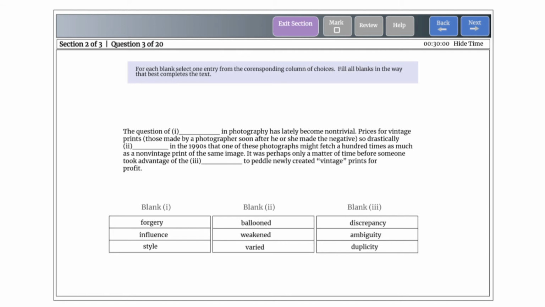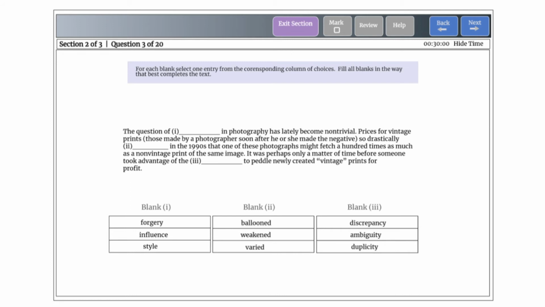All right. The question of blank in photography has lately become non-trivial. So right away, if you try to answer that first blank at this point, you're not going to have any idea. None of these answers make any sense given the context, right? Could forgery be non-trivial? Yes. Could influence be non-trivial? Yes. Could style be non-trivial? Of course, right? So all these things could work. We don't know yet. So we're just going to keep reading.